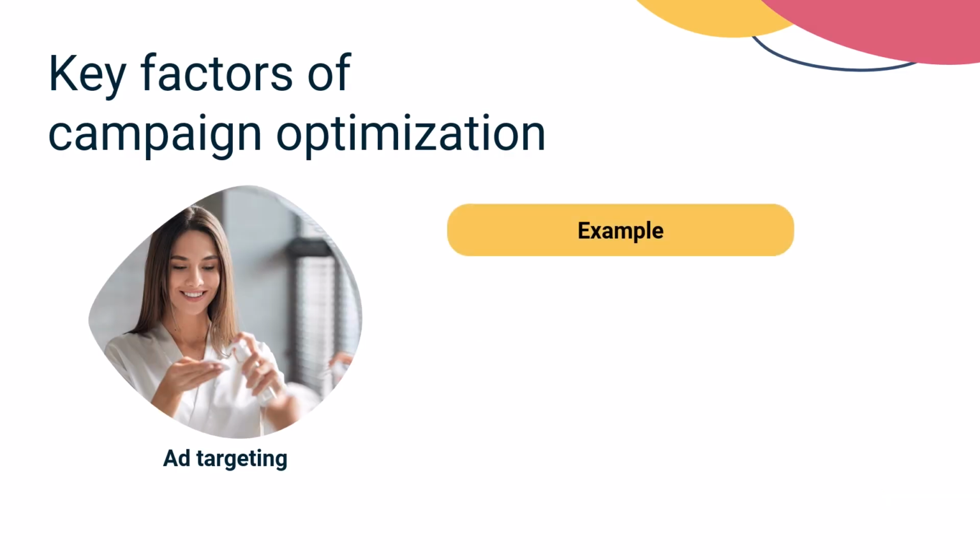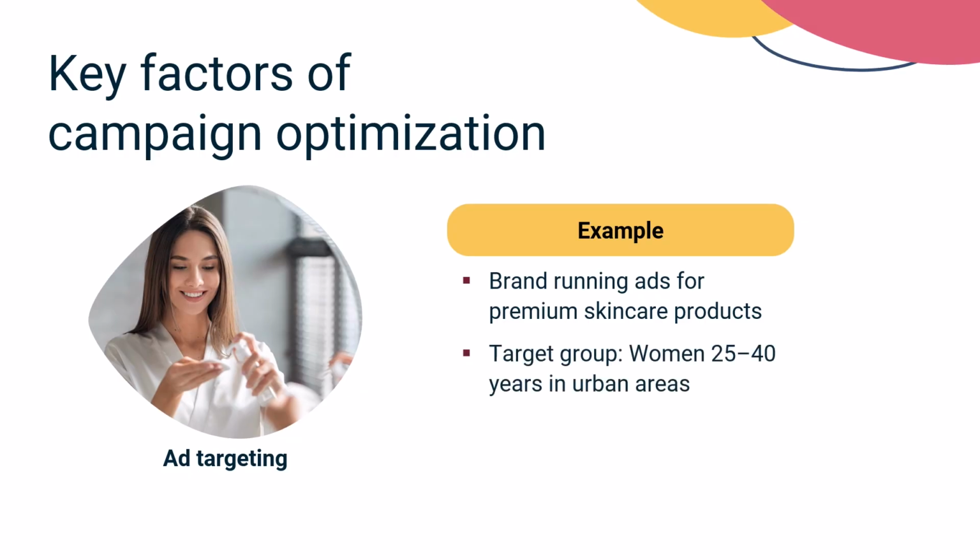Consider the example of a brand running ads for premium skincare products. The brand has identified that women aged between 25 to 40 years in urban areas have the highest engagement. Accordingly, they focus on this audience, improving conversions.